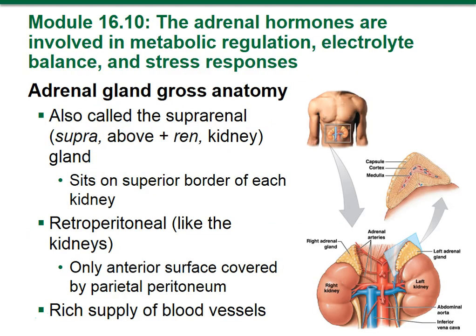Let's talk about the adrenal gland now. So it sits right on top of the kidneys, and you would have seen this in the laboratory as well. We call this the suprarenal gland as well. It is also considered retroperitoneal, like the kidneys, because it is behind the peritoneal cavity, or the peritoneum. And only the front surface or anterior surface is covered with parietal peritoneum, or that serous membrane. It has a lot of blood vessels.